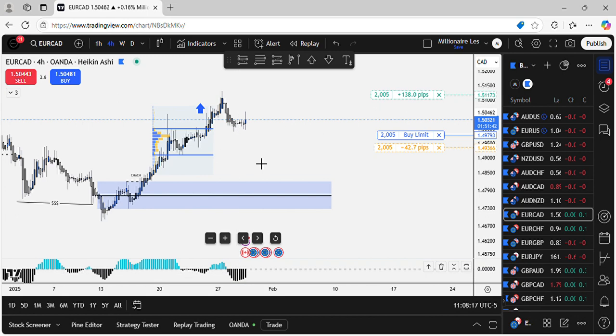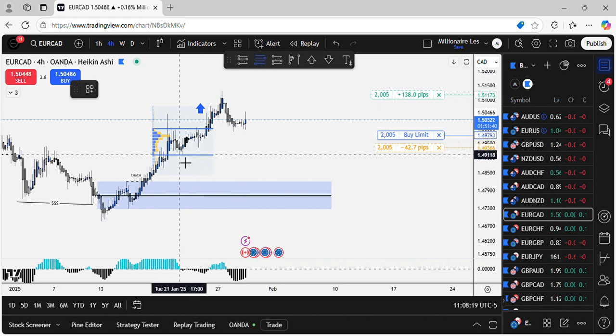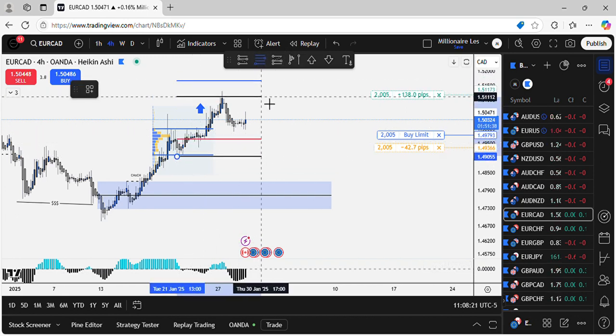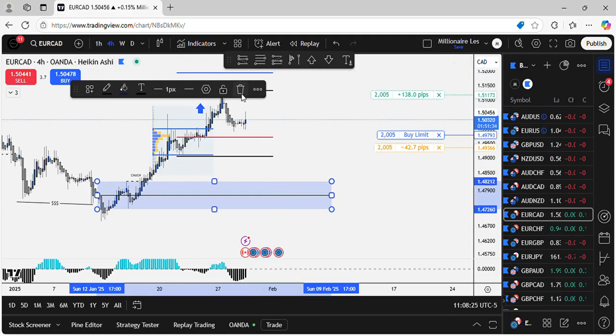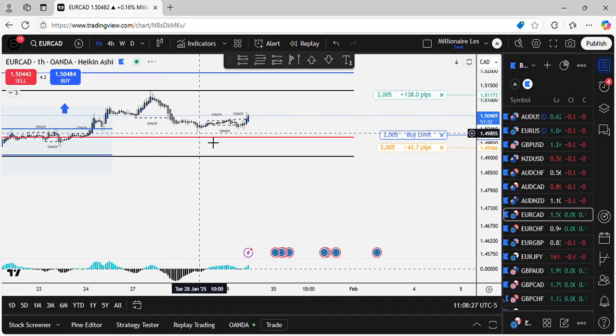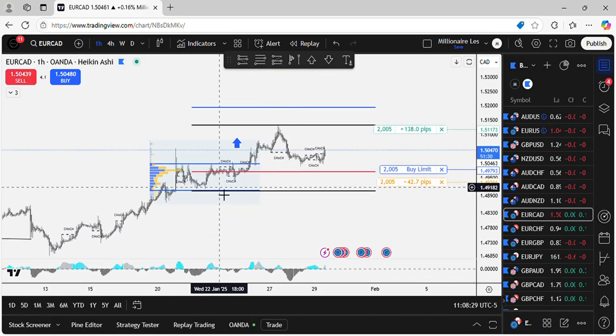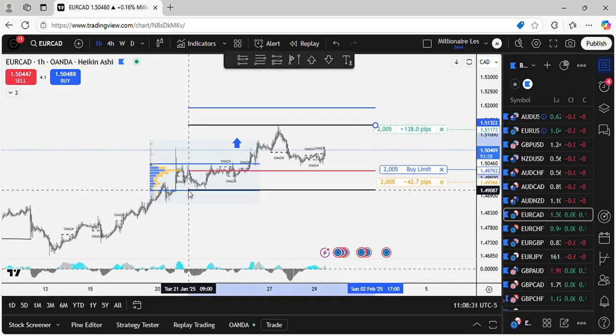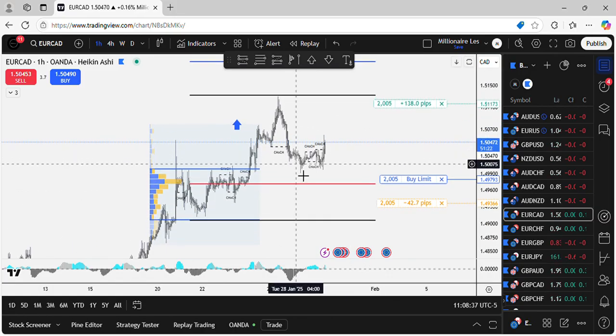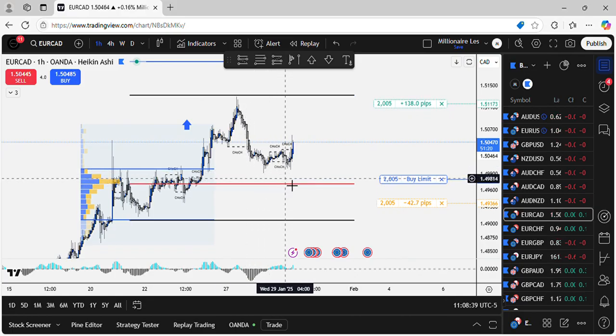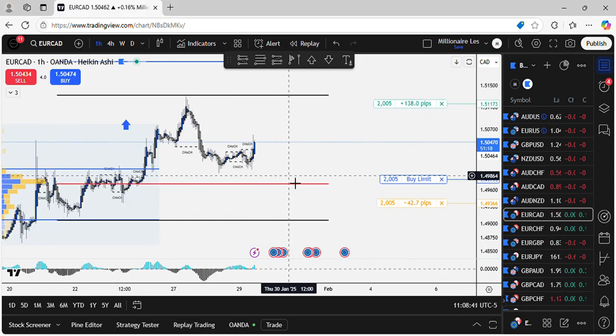4 hours started pulling back right here. So I would draw my fib, my 4 hour fib. Let me clean this up a little bit. But as you can see, price is taking its sweet time to get to my 4 hour fib. It's not a problem, but I know that the likelihood of price getting down here is probably not likely.